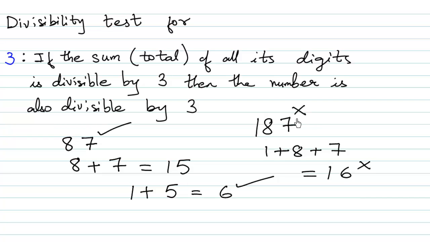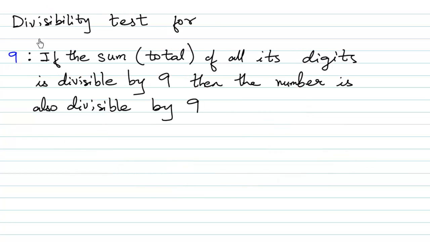In the very same manner, we have the divisibility test for 9. If the sum or the total of all its digits is divisible by 9, then the number is also divisible by 9. For instance, let's take 87 again, and we know 8 plus 7 is 15, and we know 15 does not come in the table of 9, so 87 is not divisible by 9, since 15 is not divisible by 9. But let's take 999.